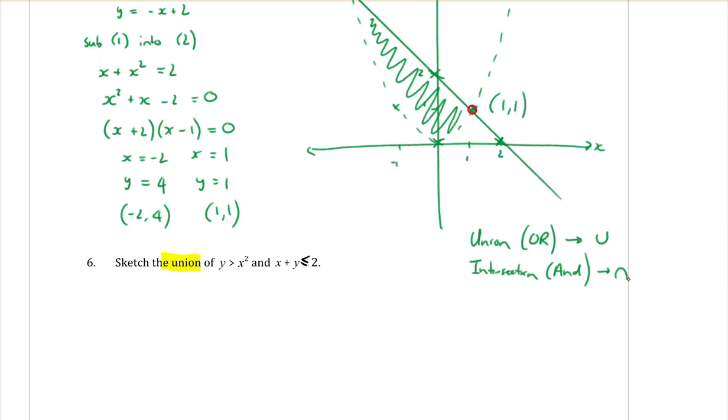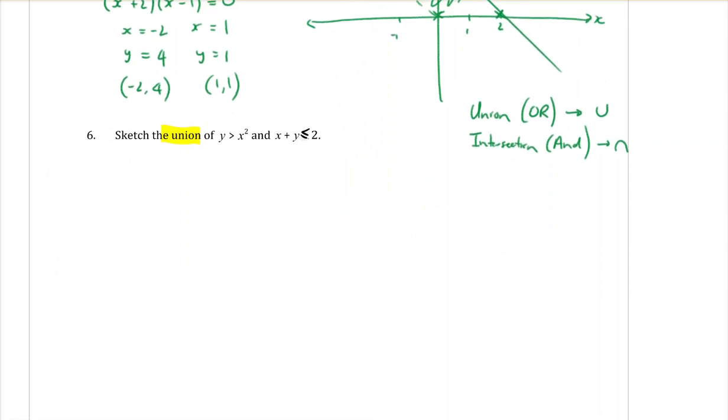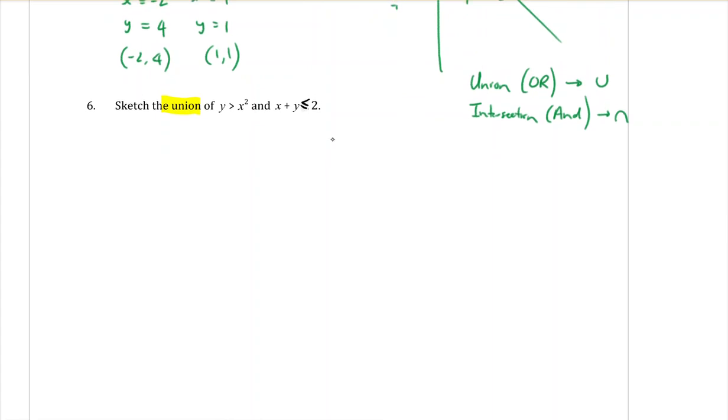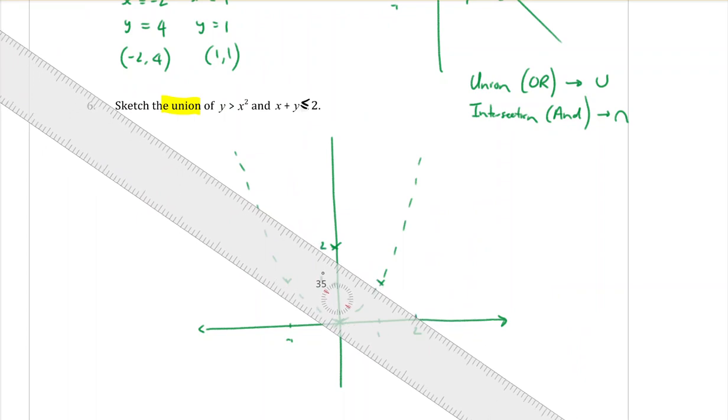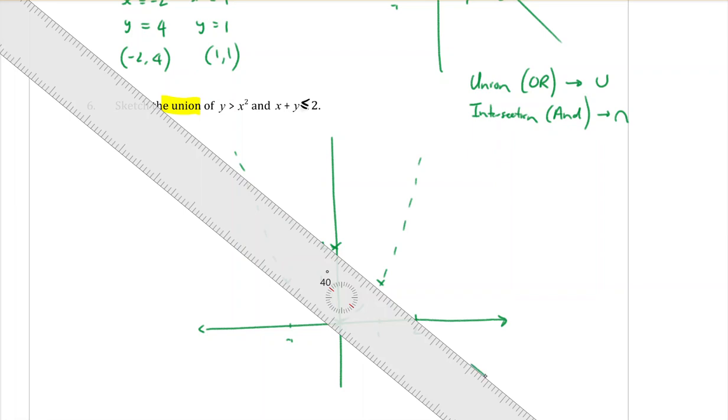Okay, and we used those symbols a bit in our first lesson as well for those of you who were away. So let's sketch the union of y is greater than x squared and x plus y is less than 2. They're the same two equations as what we had before, right? But how is it different when I use the word union? Let's just draw them quickly again. My parabola goes through 1, 1, and -1, 1, and it was a greater than, so a dotted line. And the other one was a straight line going through y equals 2 and x equals 2. It should also go through 1, 1 because we found that in the last question. And it's a solid line.